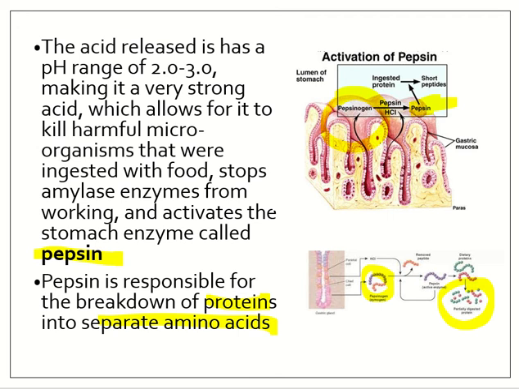So just so you realize, we had that amylase enzyme in the mouth that was doing carbohydrates. Once it hits the stomach, the pH is too low, amylase stops working. Then you get pepsinogen released. The hydrochloric acid allows it to become pepsin, which is the functioning enzyme to break down your proteins.